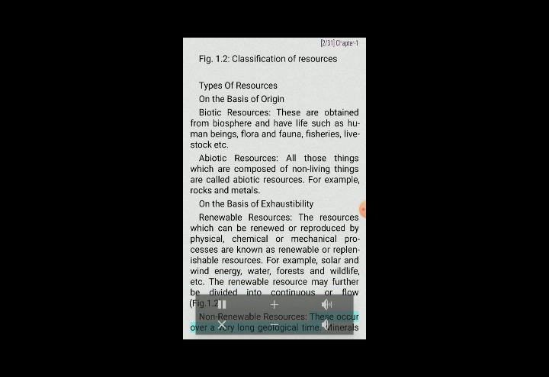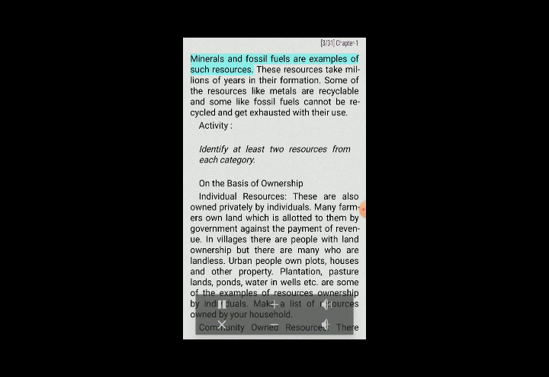Non-renewable resources. These occur over a very long geological time. Minerals and fossil fuels are examples of such resources. These resources take millions of years in their formation. Some of the resources, like metals, are recyclable. Fuels cannot be recycled and get exhausted with their use. Activity. Identify at least 2 resources from each category.